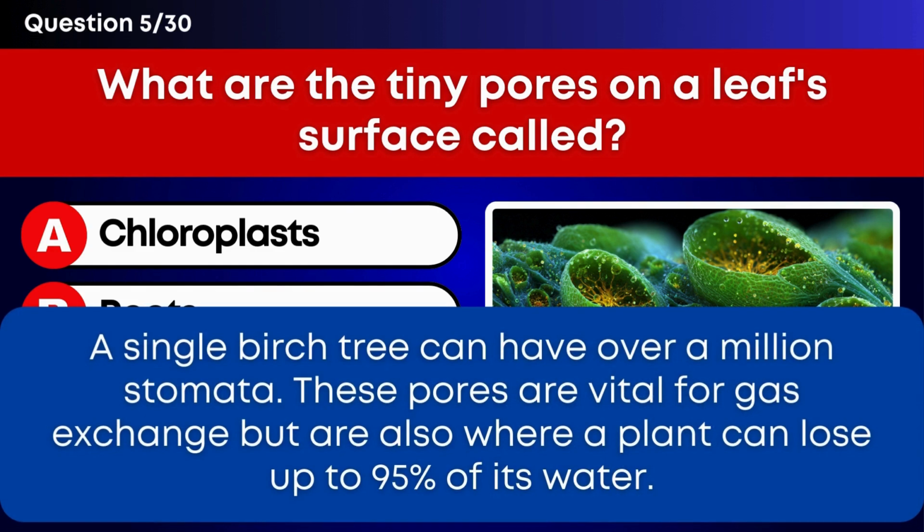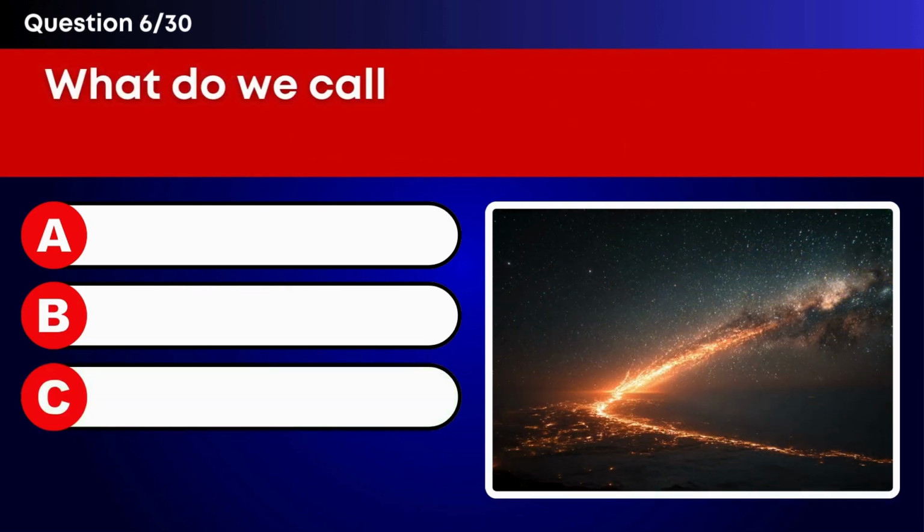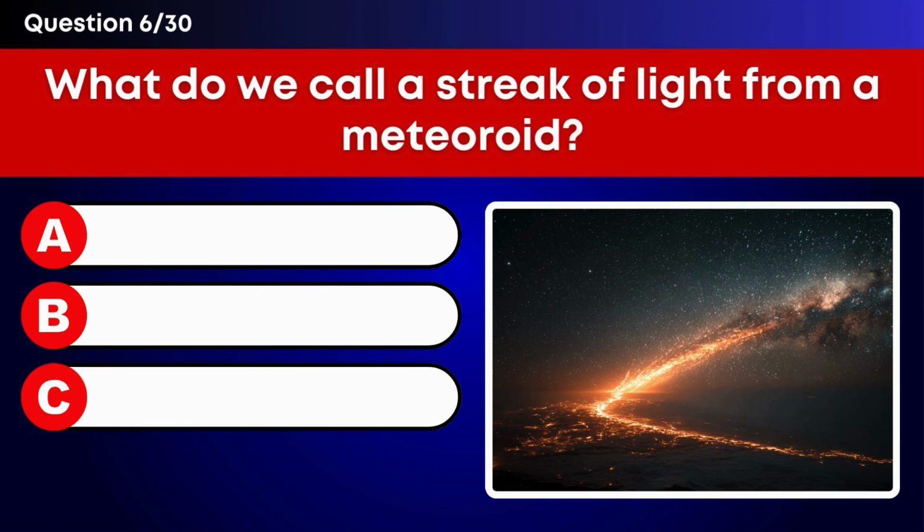Stomata. A single birch tree can have over 1 million stomata. These pores are vital for gas exchange, but are also where a plant can lose up to 95% of its water. What do we call a streak of light from a meteoroid?